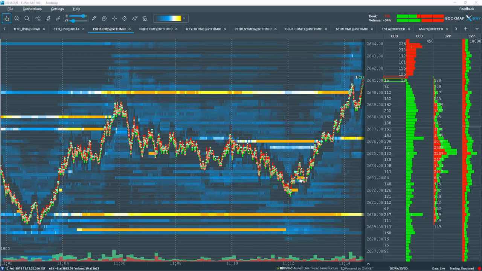Let's go over some basic tape reading skills using Bookmap. We can read the tape here in Bookmap by understanding the volume dots, where they're transacting and who's in control, by the size of the dot and the transactions and where they're taking place. Now all of that occurs within the liquidity heat map, as we can see.